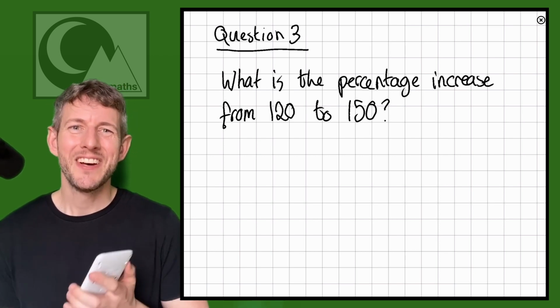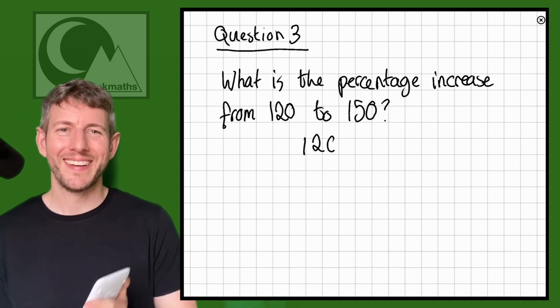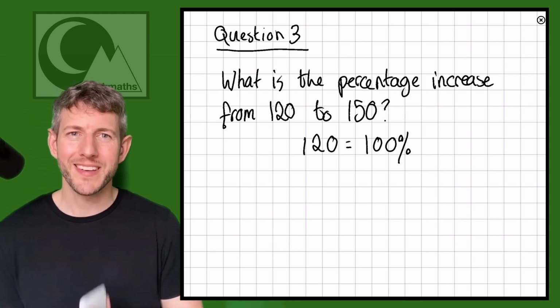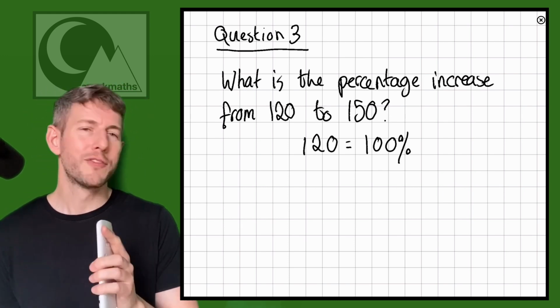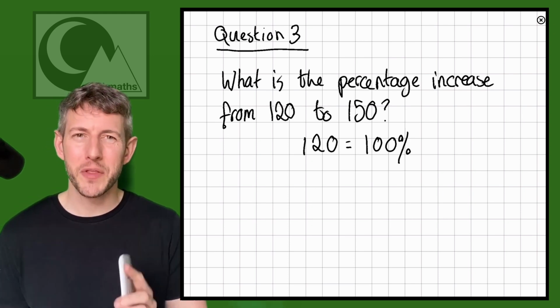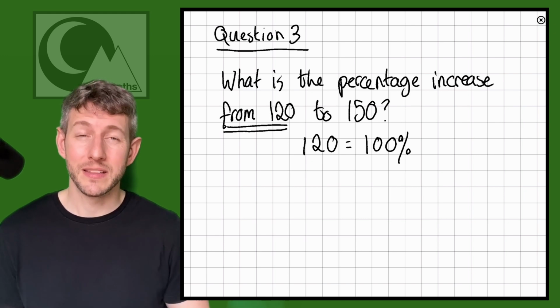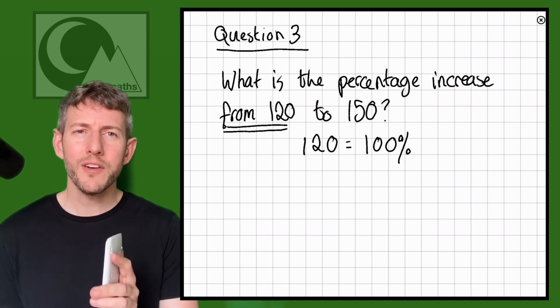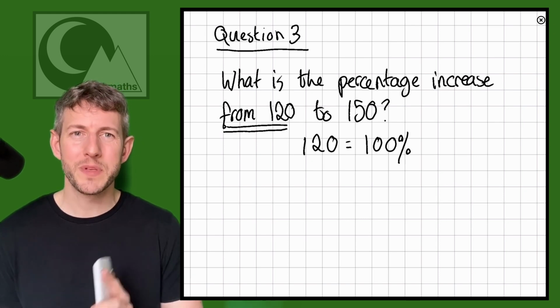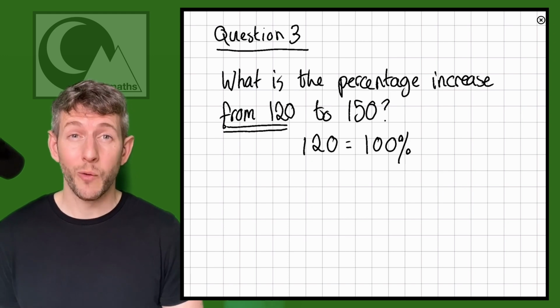Okay, there we go. 100% equals the 120. So it's gone from 120 to 150. So that means our starting point, our 100%, is the 120. So there we go, 120 equals 100%. Now we want to work out what 1 is worth.